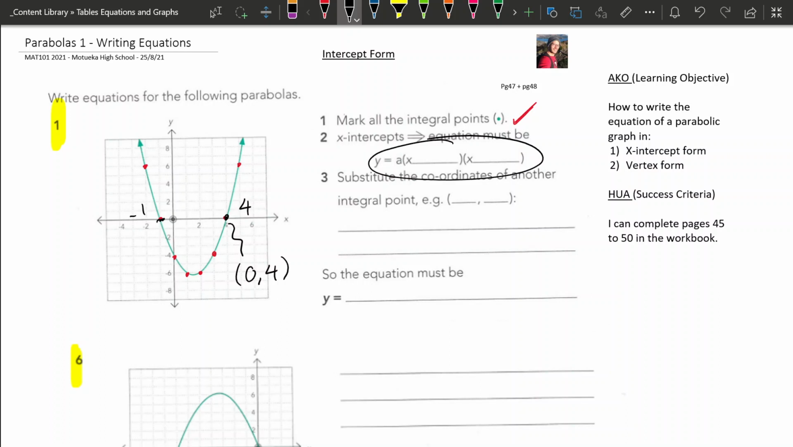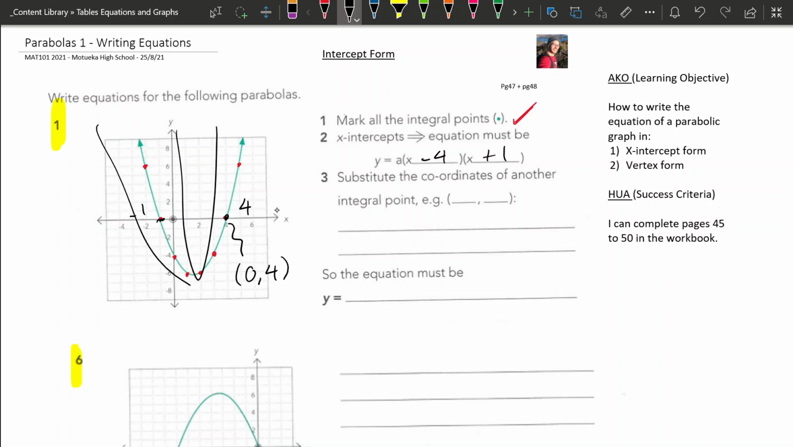Here's our equation sort of pre-filled up for us. Must be y equals a(x - 4)(x + 1). It's going to be the opposite of what you think it is. So it's -4 and +1. So we have our equation, we just don't know our a. So that's our missing part. That's the scale factor. So that tells you how skinny or wide the graph is.